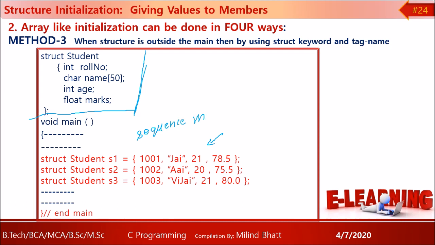Sequence matters. If I use 1001, then 21, then J, and then 7.78.5, this will not be initialized because I am violating the sequence mentioned as string then integer, but I am trying to do integer then string, so it will not be allowed. Sequence should be same as this has been mentioned over here.